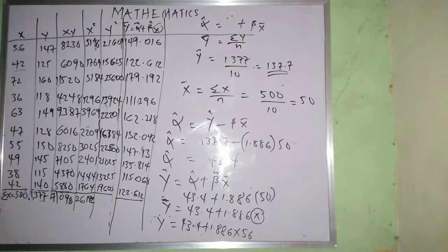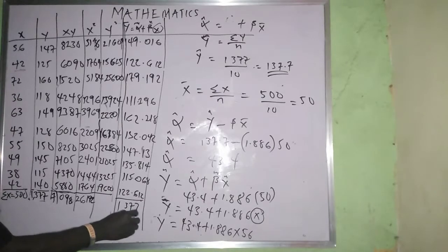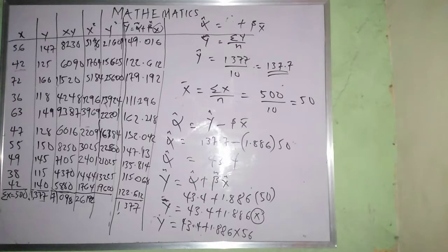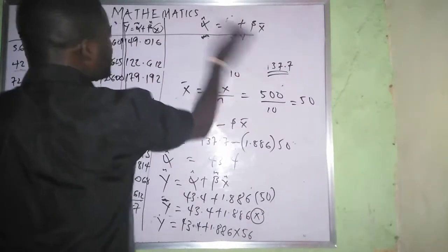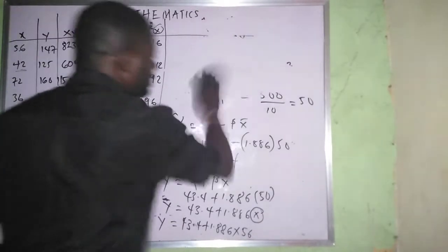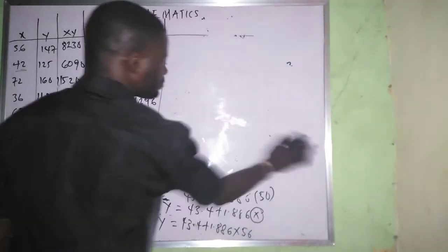Now I will sum it up. If I sum up these numbers, my sum will be equal to what I'm adding here, which is 1,377. Now I will move on to the next. Please, with this calculation, I hope you understand the x bar and y bar. Now, the table has no end because I'm working towards ANOVA.